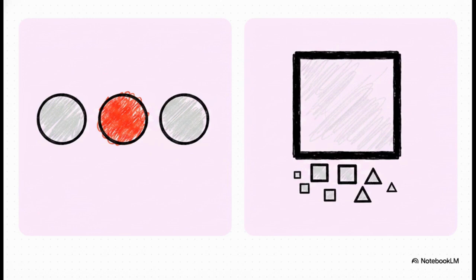Second is size. It's just human nature. Larger elements naturally feel way more important to us. A massive newspaper headline easily overpowers all that tiny body text sitting right underneath it. It's just a really quick, instinctual way to tell the viewer, hey, read this first.